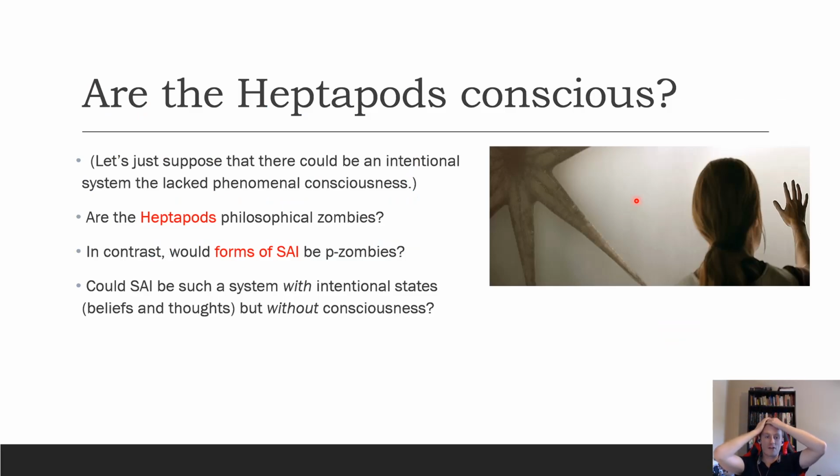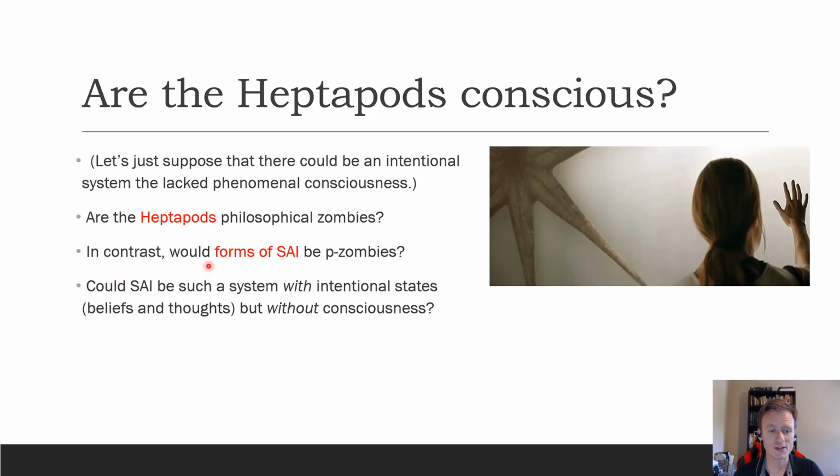Okay, so now that we have all that on board, we can ask, are the heptapods conscious? So let's just suppose that there could be an intentional system that lacked phenomenal consciousness. So I'm going to spot the heptapods the idea that they have intentional states and beliefs, because they have this really complicated language. And if they have this very complicated language, then they must at least have derived intentional states. They must at least have some sort of states with aboutness. Otherwise, it would make their communication completely magical and mysterious. And anyway, I'm just going to assume that they have intentional states. Okay. But that's consistent with the possibility that the heptapods are philosophical zombies. In other words, why do they have consciousness?